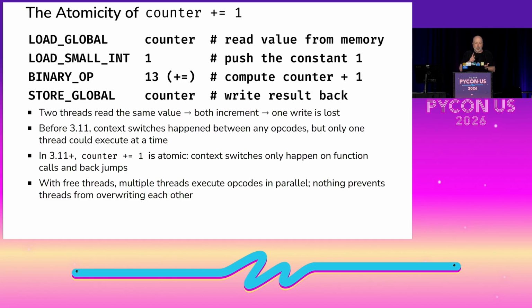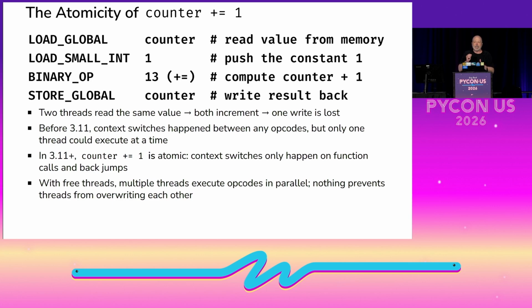And so what this is doing is it first loads the value of counter, it pushes the number that we want to increment it by, it performs this binary operation, which is plus equals, and then it stores it. Right. Well, that is a problem when we take away the global interpreter lock. And we'll go into that more as we go on.